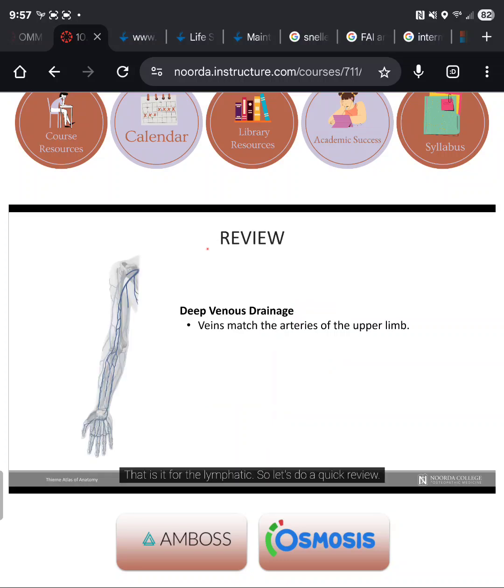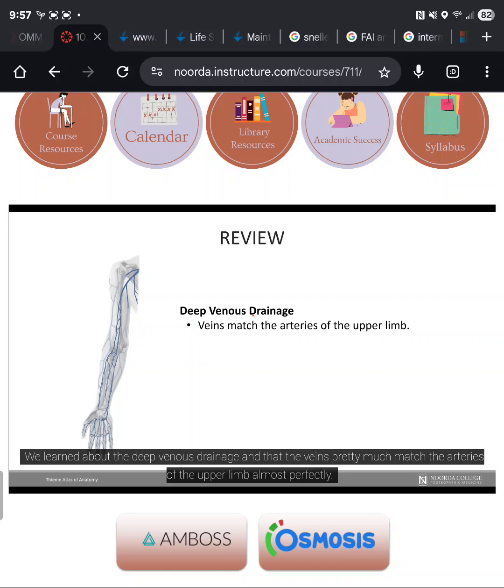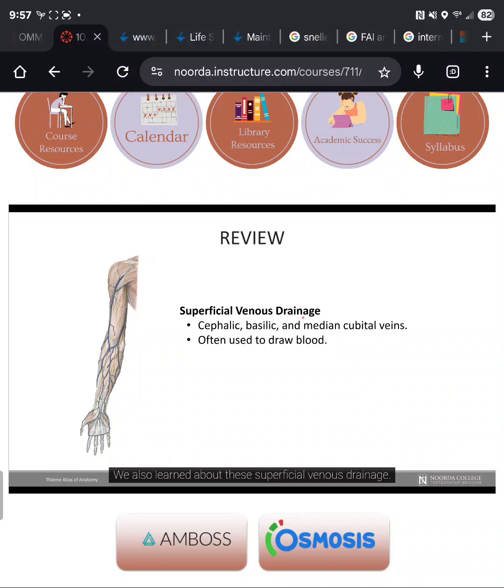That is it for the lymphatics, so let's do a quick review. We learned about the deep venous drainage and that the veins pretty much match the arteries of the upper limb almost perfectly. So we've got ulnar, we've got radial veins, they go to brachial veins, and then to axillary, and then throughout to the heart. We also learned about the superficial venous drainage, and that's composed of the cephalic, basilic, and median cubital veins. These are the veins that are typically used to draw blood because of their superficial location.